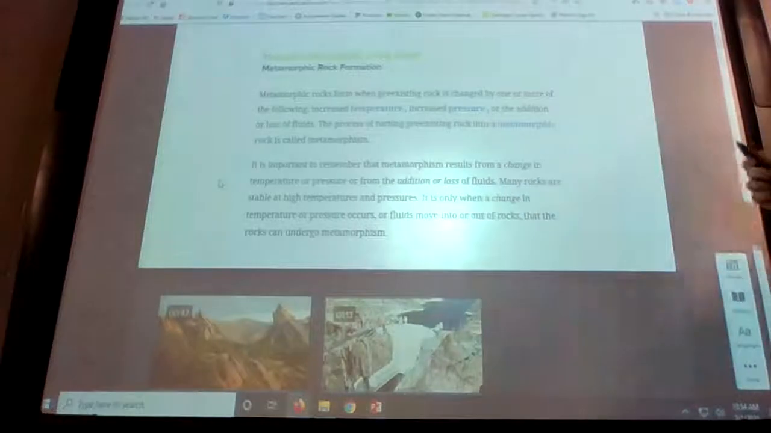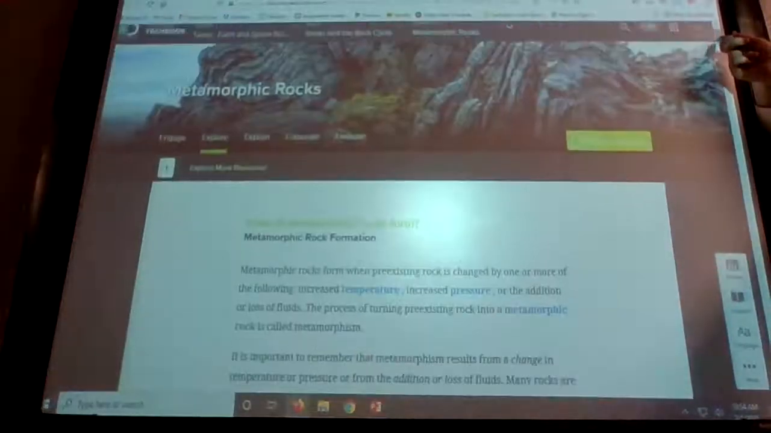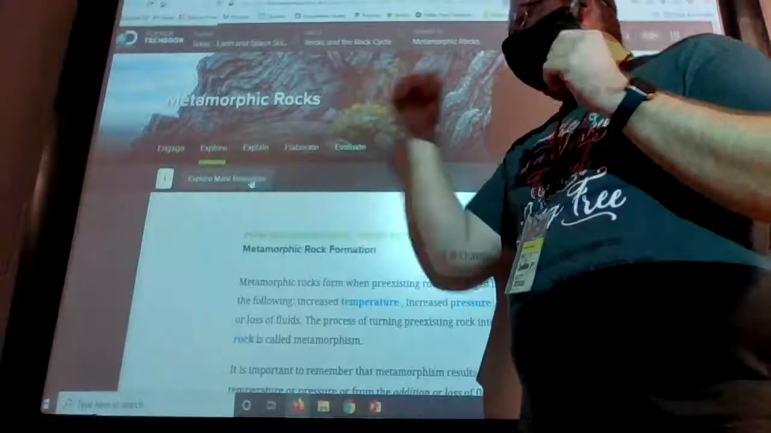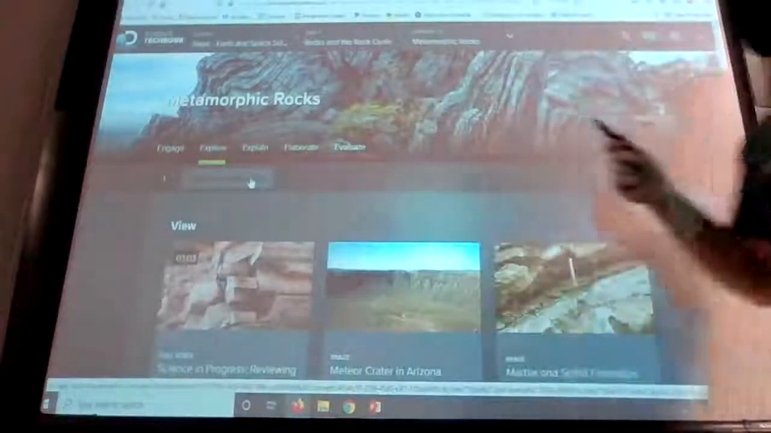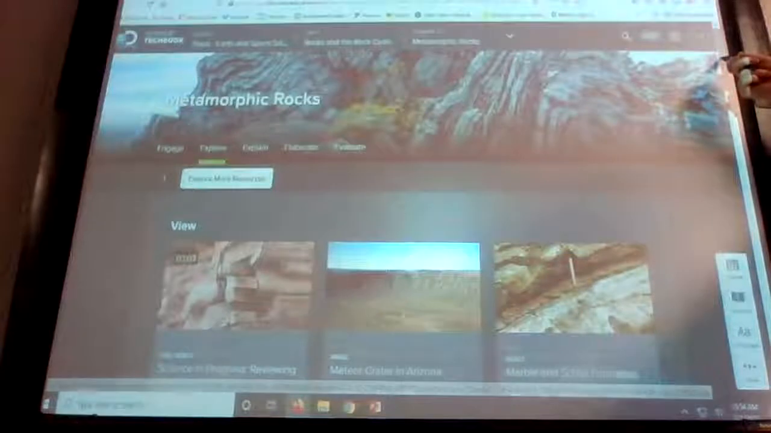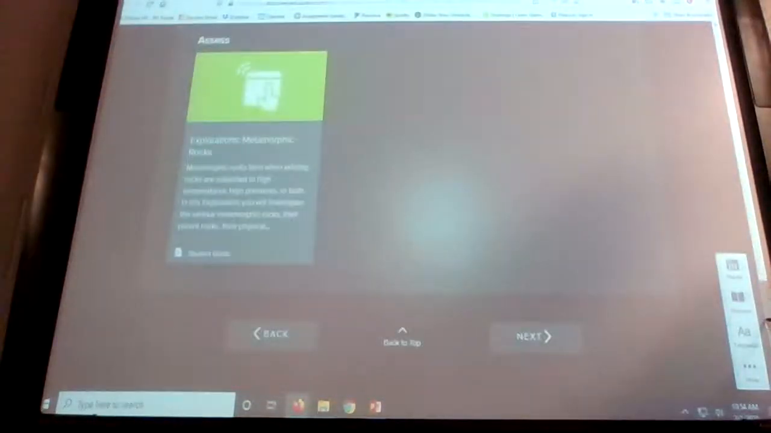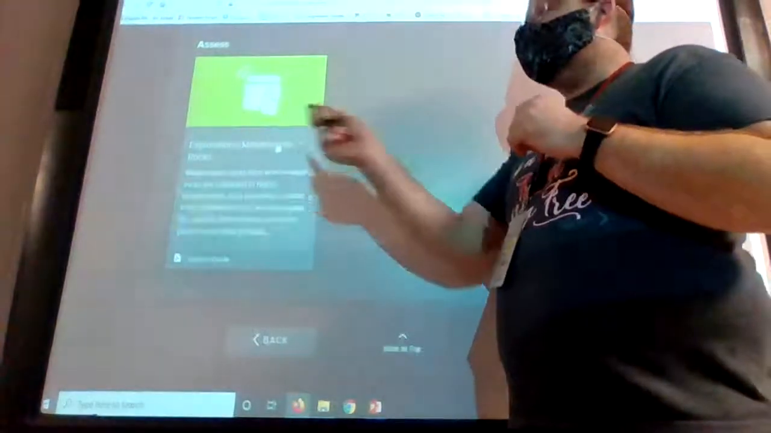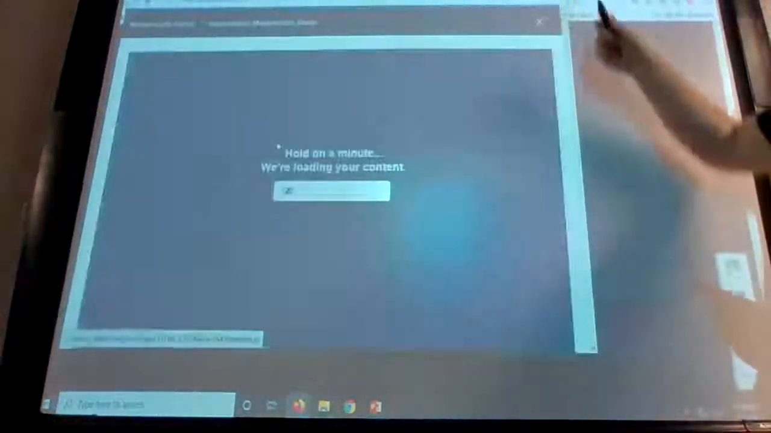We're at the top of the section here, and so just scroll back up just a little bit so you can see the menu. Click on Explore More Resources, as we usually do, and then scroll down to the bottom of Explore More Resources, all the way down to the bottom, and find the green exploration box that says Metamorphic Rocks. That is our assignment for today. Let's make this big screen.